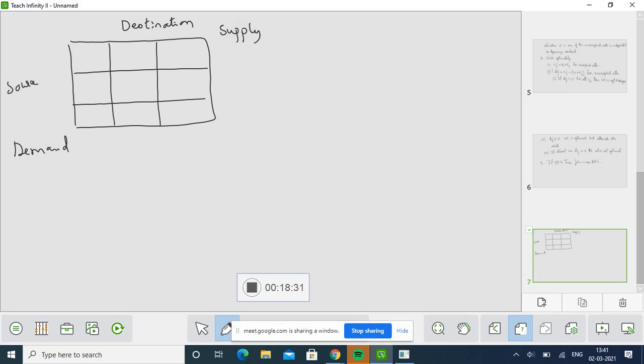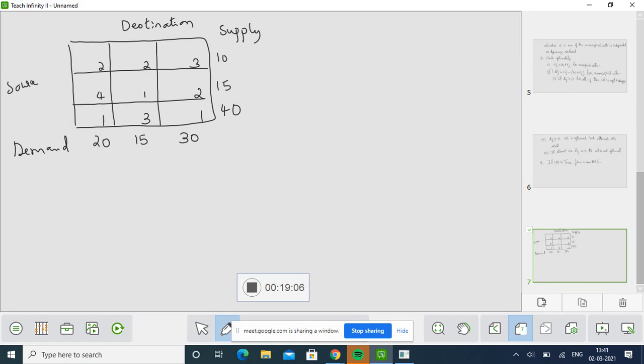Let us fill the cells. You have 2, 3. Then I have 4. I have 1. I have 2. Then I have 1, 3. And I have 1. In the base, I am having 20. I have 15. I have 30. Then I have 10. I have 15. I have 40. First thing what I should do, I should check whether demand equal to supply.